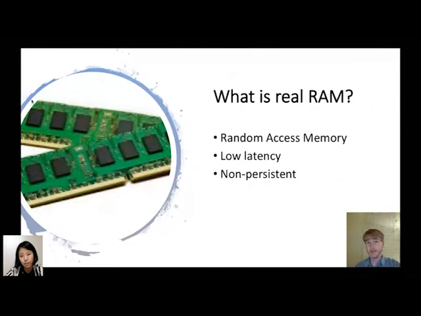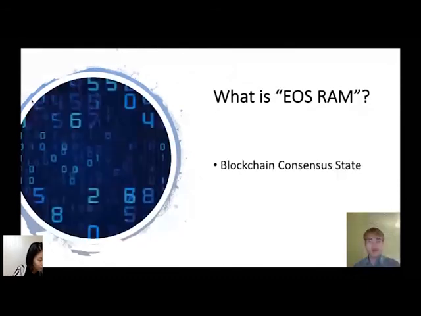So what is EOS RAM? EOS RAM is not real RAM. EOS RAM is all about blockchain consensus state. So what this means is that the state, like your account, how many EOS tokens you have, how many wizards you have, this is all consensus state.